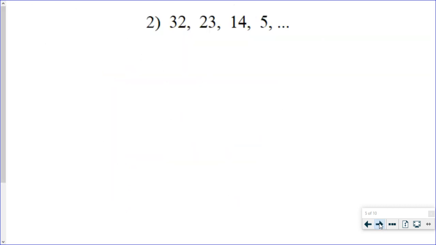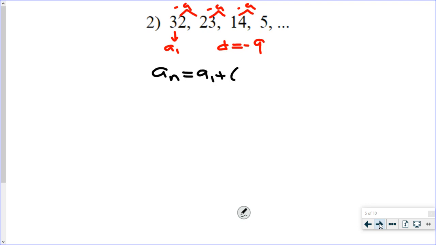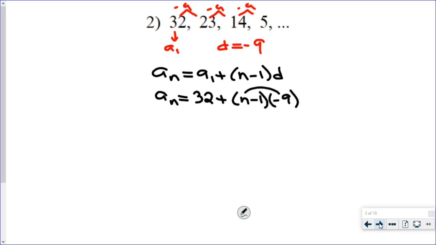Let's do another one. Please note, here's my a sub 1, and my common difference is, what is it going down by? It's going down by 9, down by 9, down by 9. So my common difference is negative 9. So here's my explicit formula. The only two places I put numbers in are a sub 1, which is 32, and my common difference, which is a negative. I'm going to put that in parentheses so I realize it's a negative.